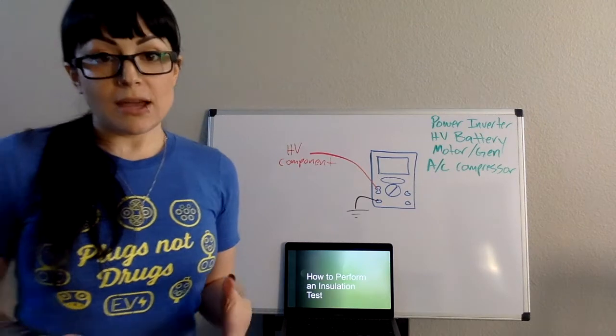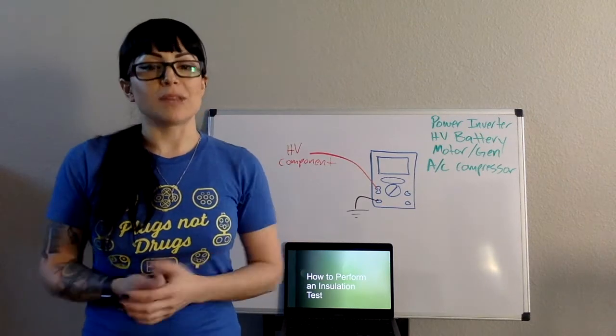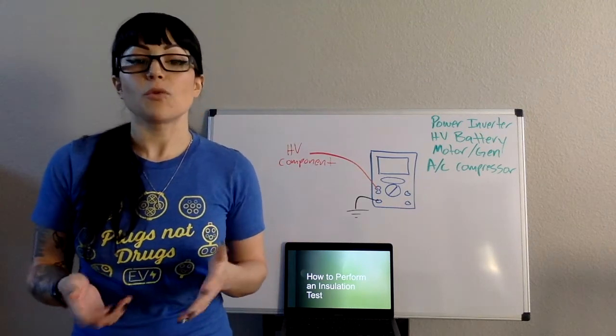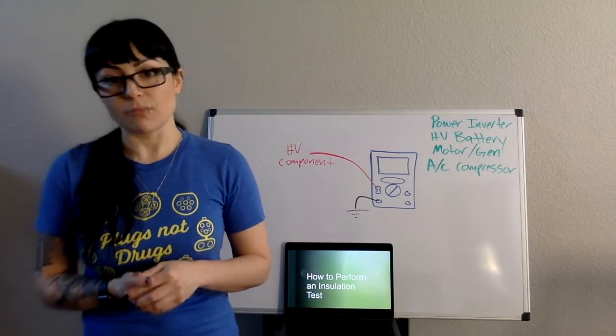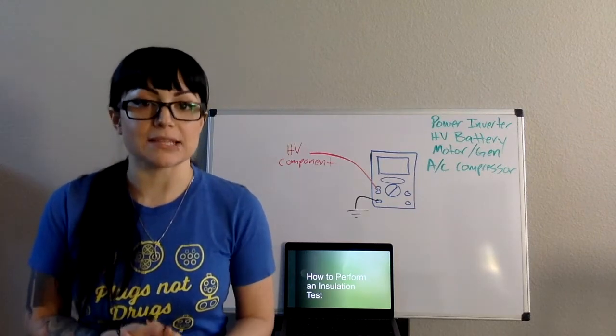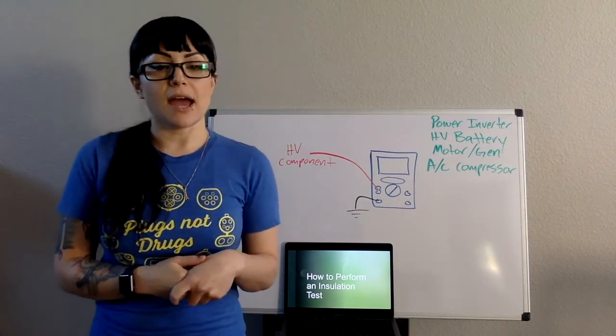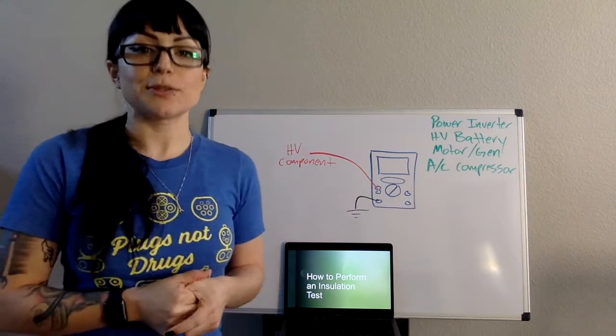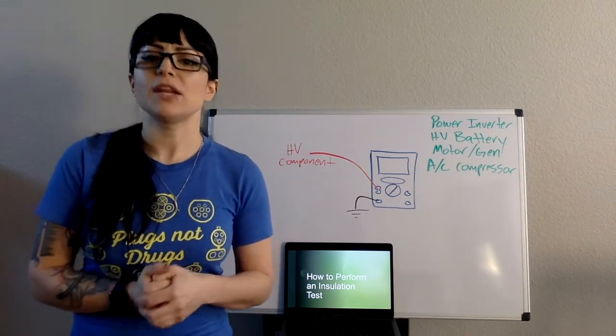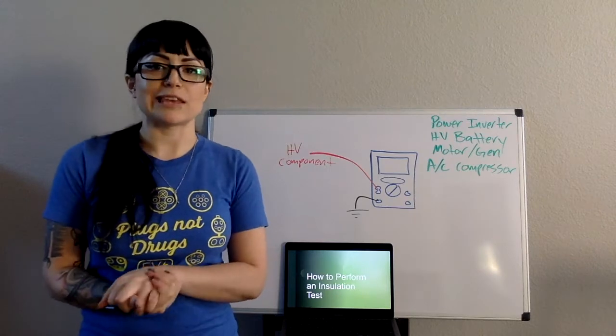So lastly, it's how to actually perform the isolation or insulation test using a Fluke 1587. There are other meters that perform this test, but the ones we have at school are a Fluke 1587. So I'm just going to explain it using that meter.